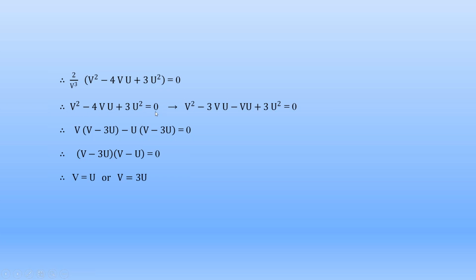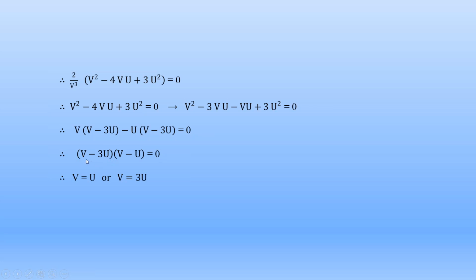Simplify this equation. So it is v square; separate this minus 4vu as minus 3vu minus vu plus 3u square equal to 0. So v into (v minus 3u) minus u into (v minus 3u) equal to 0. So from this you will get the final form as (v minus u) into (v minus 3u) equal to 0.